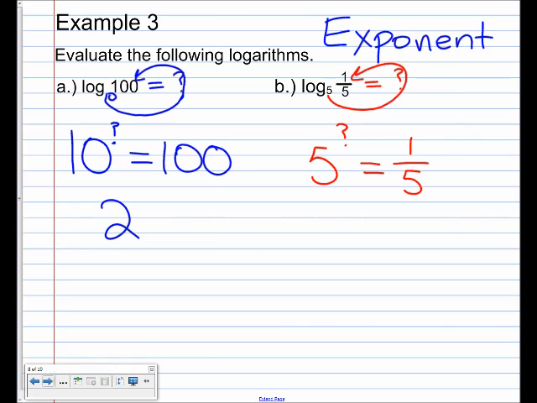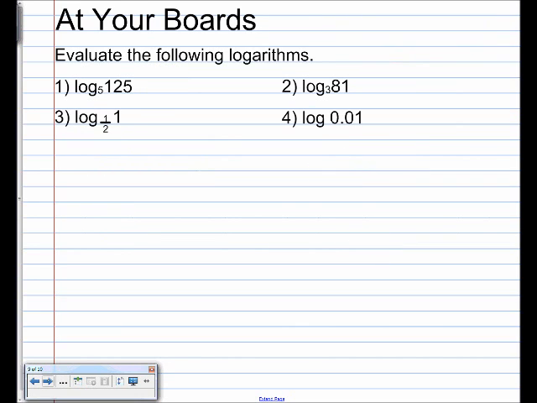The way to do this is, usually when you have a decimal or a fraction, your answer is going to be a negative number. So I ask myself, 5 to what power gives me 5? Well, that's 1. 5 to the first power is 5, but because it's in the denominator, I need to make it a negative. You'll get the hang of this once you start to see how it works. But again, when you're evaluating, go ahead and write them in exponential form with those question marks, because if you're finding a logarithm, you're finding the exponent. I'm going to let you guys try these 4. See if you can evaluate these at your boards.